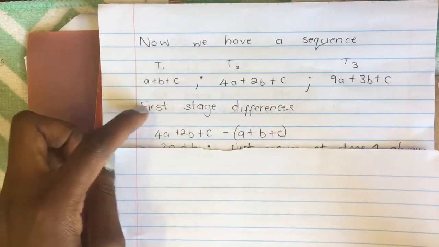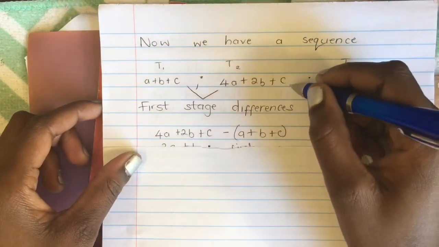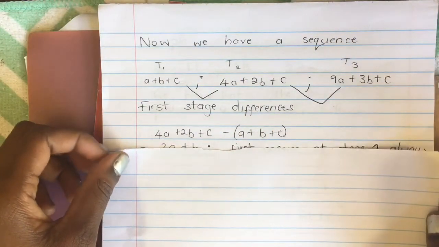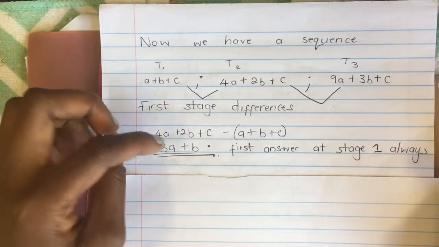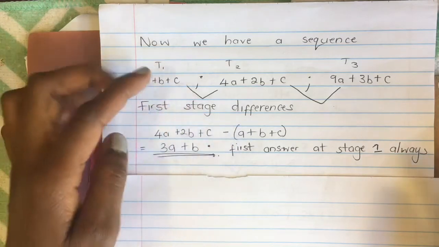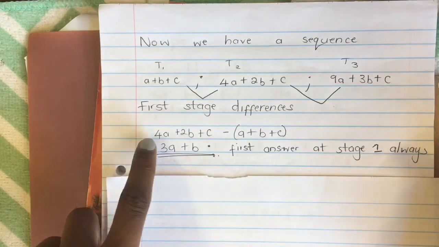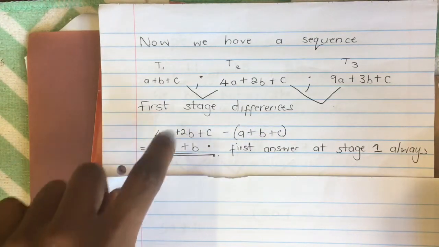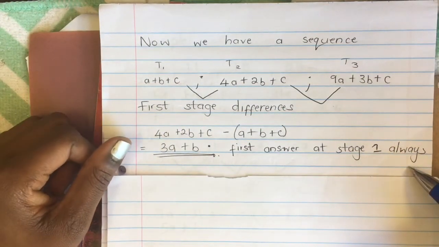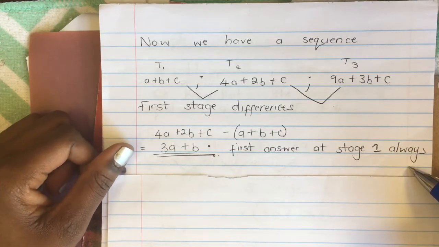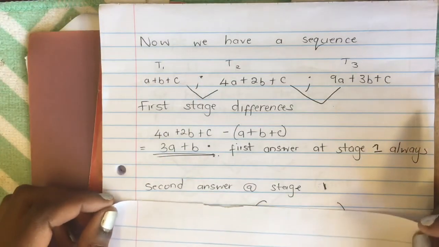Now the first stage difference, remember when we take differences, we'll find our differences here. What is the difference between these two? So we find it again, taking the second term minus T1. So 4a plus 2b plus c minus, put it all in brackets, because you might end up adding b instead of subtracting. So 4a minus a will give us 3a, 2b minus b is b, and then the c's cancel each other. Then that is our answer for T1 at our first stage, or the first term of the new arithmetic sequence, which is the difference.